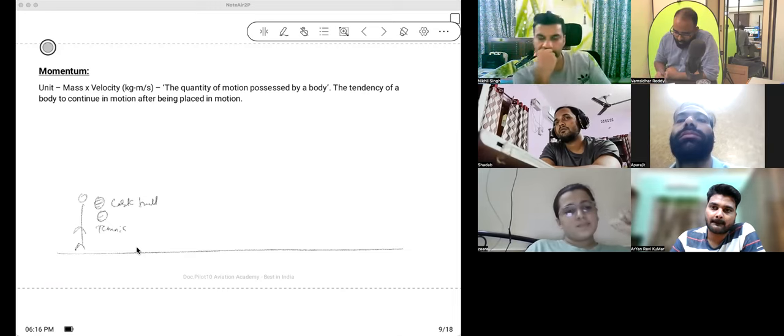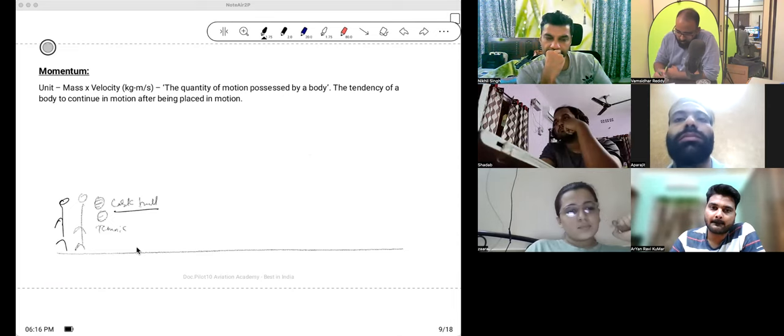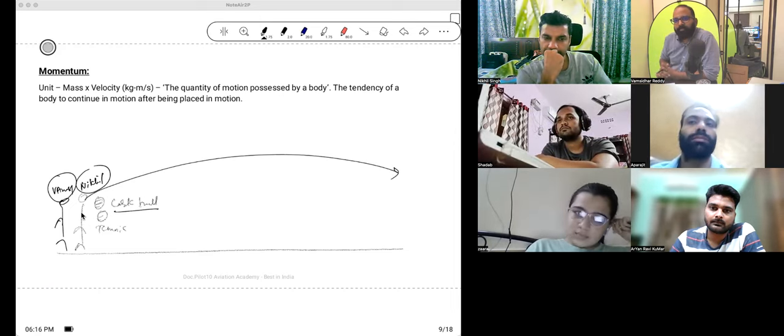Or there are two guys. Both are throwing cork balls only. Now, this is Vamshi. He doesn't go to gym or play cricket. This is again Nikhil. He's going to gym and doing everything. So who can throw the cork ball towards more distance?